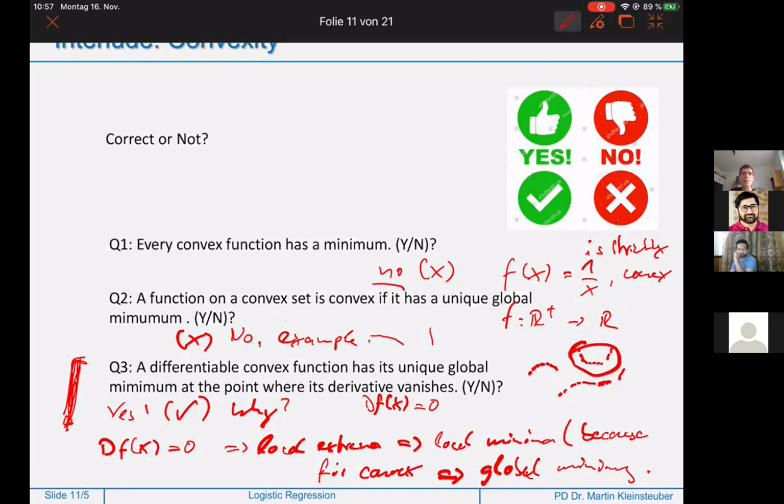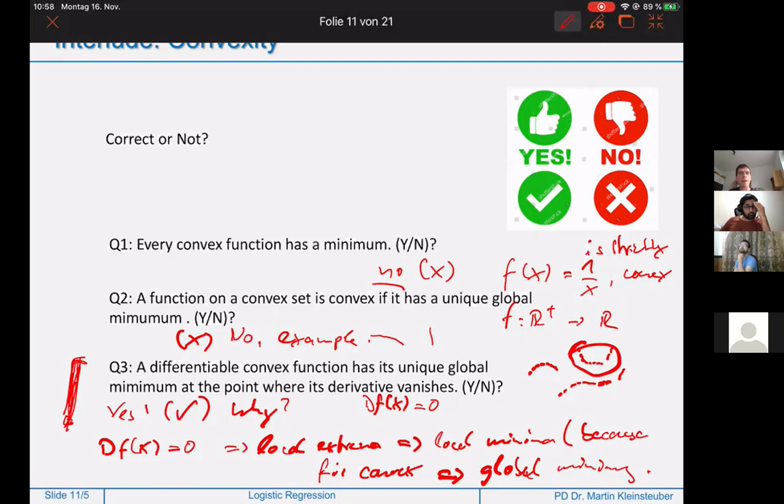Other questions? There is one other question actually from Jim, and some other students seem to have the same question. It's about the constant function. We were talking about the unique global minimum, and some students have a question: why not take the constant function as an example for no?